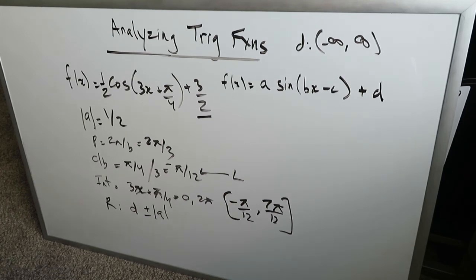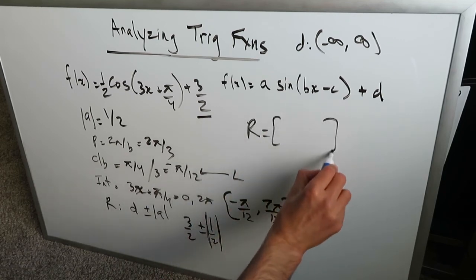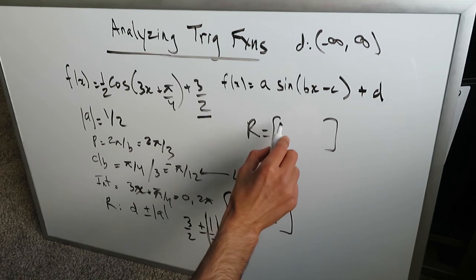What was my d value? It's 3 over 2. What's my a value? 1 over 2. Absolute value is not very applicable here because we're dealing with a positive number. But what will my range be? It'll be just the result of this calculation. 3 over 2 minus 1 over 2 gives you 2 over 2, which is a 1.